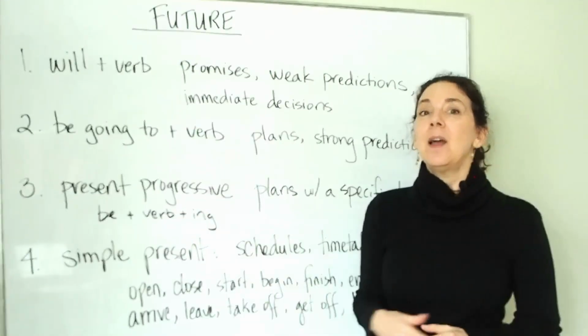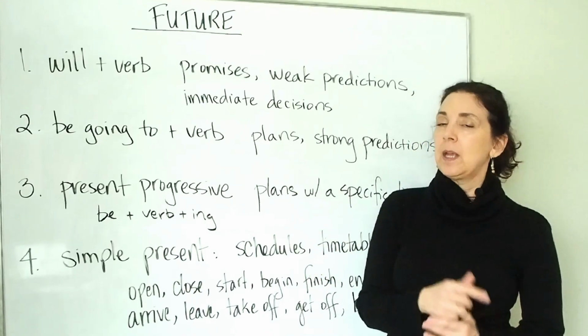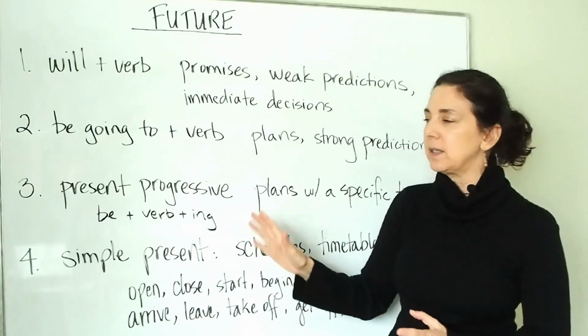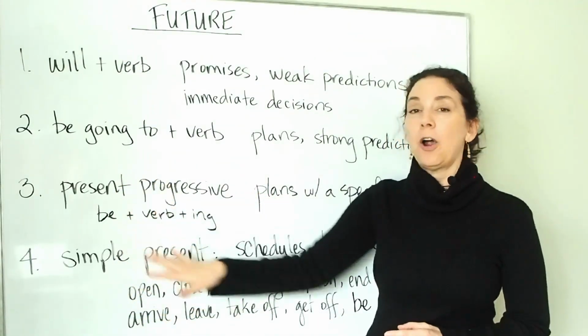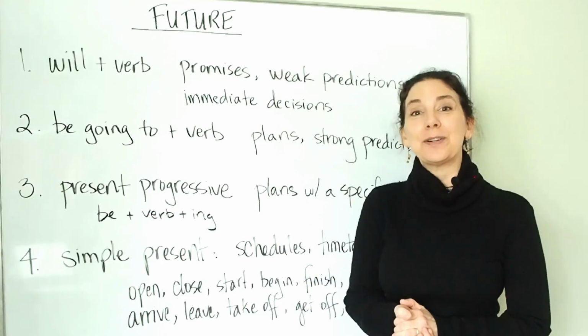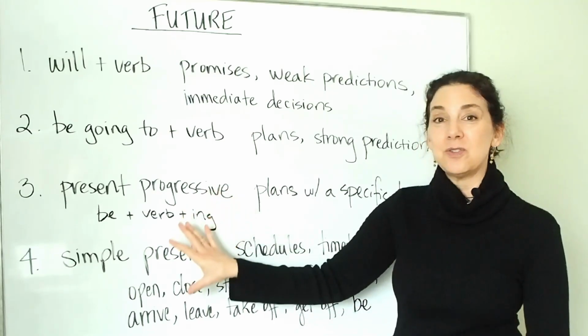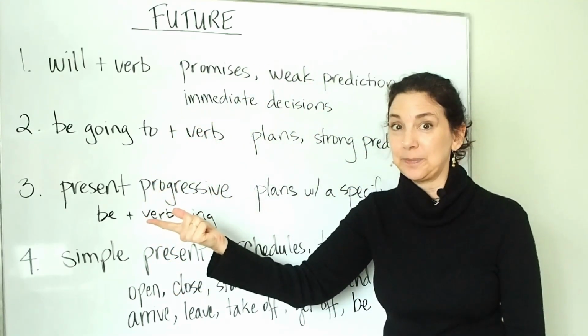Number 3, we can use present progressive to talk about the future. So this is where things get tricky, because usually present progressive and the next one we'll talk about, simple present, are used for the present, not the future. But there are some situations in which we use these present tenses to actually talk about the future.